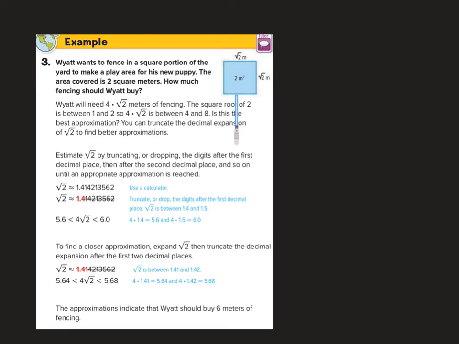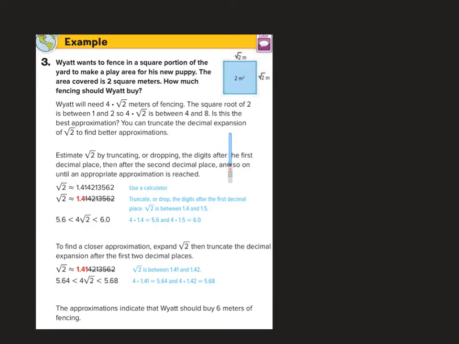So if you'll notice, we've got a diagram of his play area. It's 2 meters squared, so that means each side is the square root of 2 meters long. So Wyatt will need 4 times the square root of 2 meters of fencing. The square root of 2 is between 1 and 2, so 4 times the square root of 2 is between 4 and 8. Is this the best approximation?